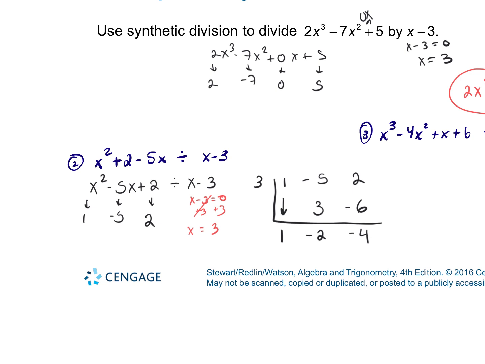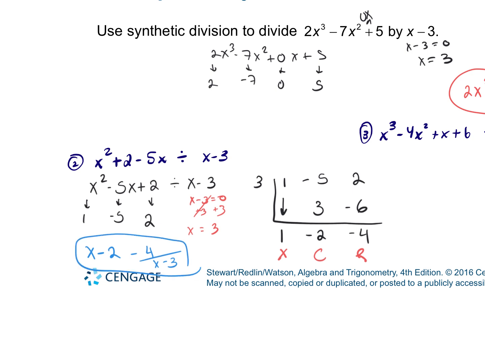Since we started with an x squared, my first term is going to be an x. The second term is going to be a constant, and the last term is going to be the remainder. So when I go ahead and write this for the final solution, it's going to be 1x, or just x, then minus 2. And then for the remainder, it's going to be negative 4 divided by x minus 3.